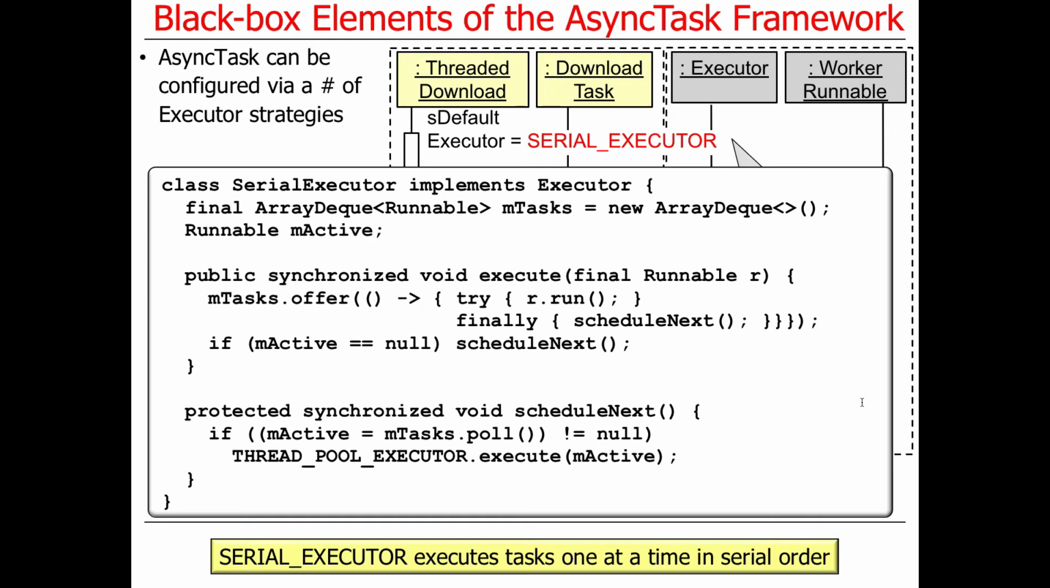And here is what this looks like. So this is the code. If you were to go look at AsyncTask's implementation, which we will do later, you will see that there's something called the serial executor, and the one that's capitalized here is just an instance of serial executor. And serial executor implements executor, and so that means it has an execute method. What it does is it makes a non-thread-safe deque of runnables, which it calls mTasks, and then it keeps track of which task is currently active.